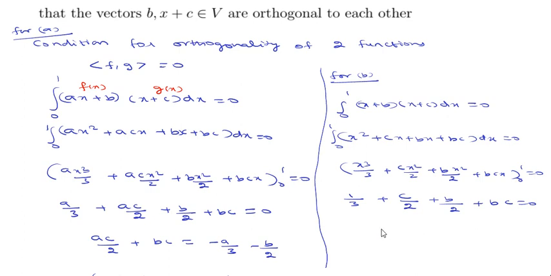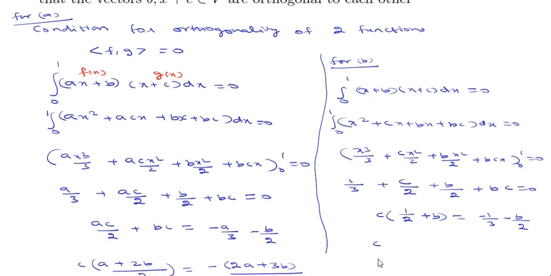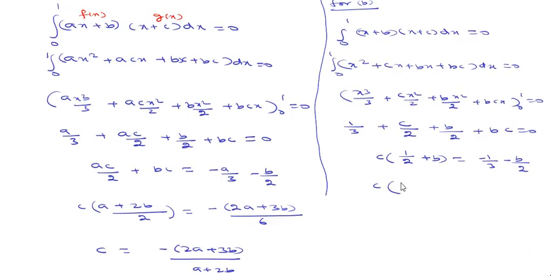Simplify. c times (1 by 2 plus b) equal to minus 1 by 3 minus b by 2. Simplifying we will get c times (1 plus 2b) by 2 equal to (minus 2 minus 3b) divided by 6. So we get c is equal to (minus 2 minus 3b), so this we can cancel out, divided by (1 plus 2b).